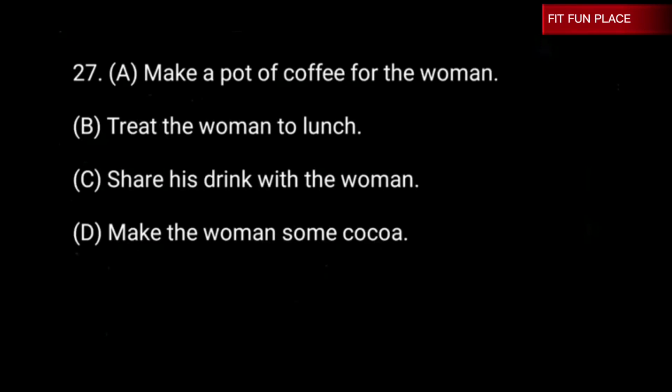Number 27. What I wouldn't give for a hot cup of coffee right now. Would you settle for some lukewarm cocoa left over from lunch? I have enough for two. What does the man offer to do?